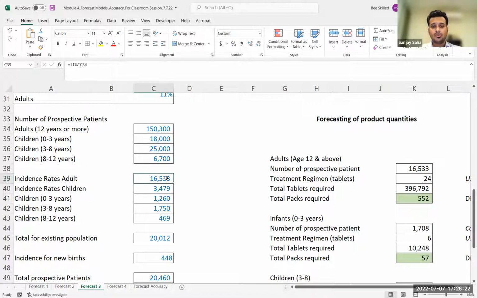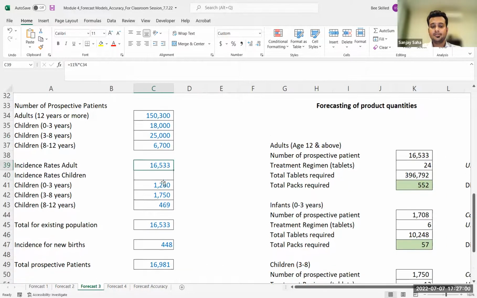For adults, 12 years and above, 11% multiplied by this number, 150,000 adults in district X. Same in children: 0 to 3 years, 7% multiplied by 18,000, 7% multiplied by 25,000, and then 7% multiplied by 6,700. So let me delete this one. So we have these children across different age groups who have a chance of contracting malaria. And then for adults, these many adults have a chance of contracting malaria.